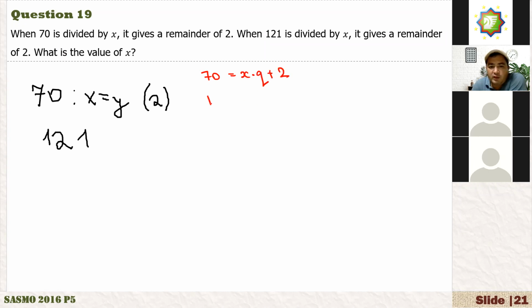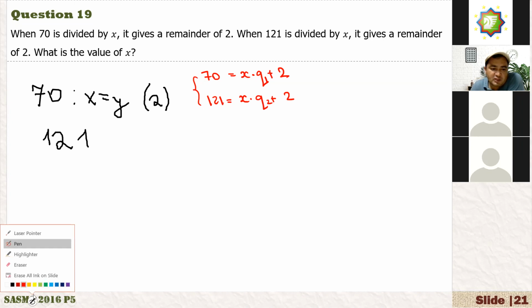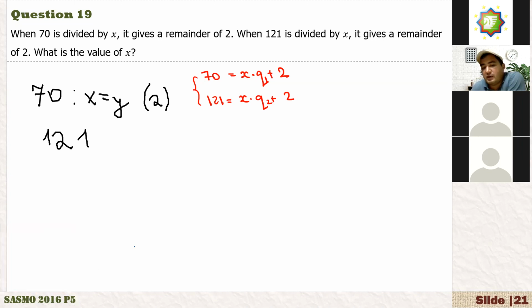And when 121 is divided by x, let's say this one is quotient q1, now it is q2, and then it gives a remainder of 2 again. So what is the value of x? If you write it like this in the division algorithm, that is much, much better. And also you need to practice how to write like this.